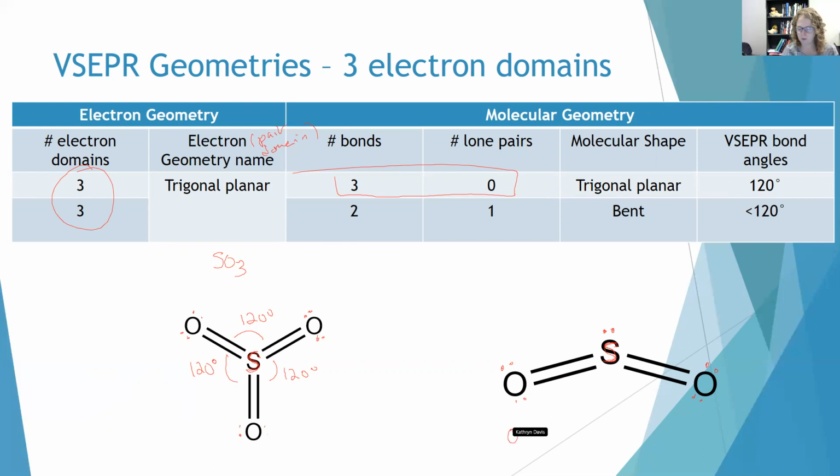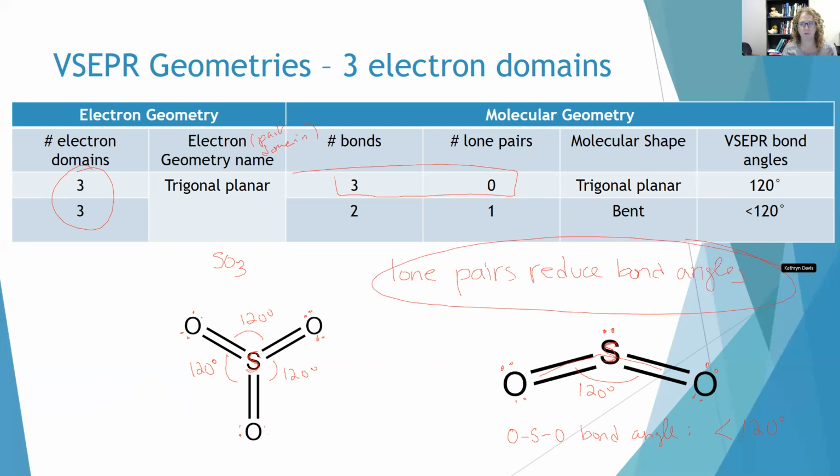And that OSO bond angle is around 120 degrees, right? So from here to here to here, that angle is 120 degrees. By the way, we can actually be a little bit more specific than that. We can say it is less than 120 degrees, because what happens is lone pairs reduce bond angles.